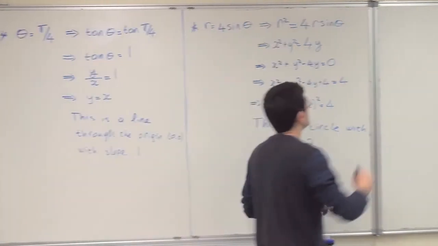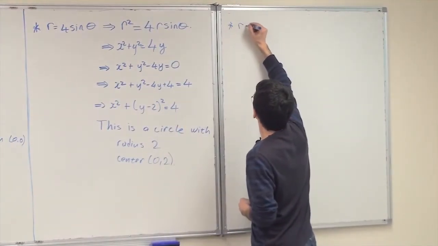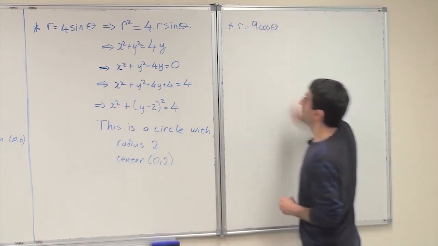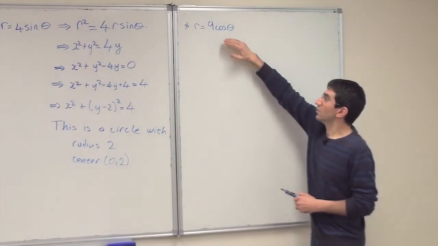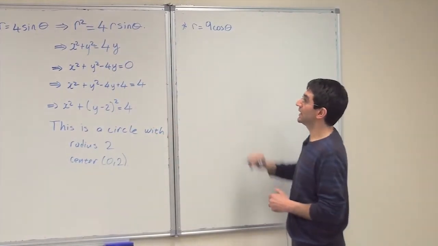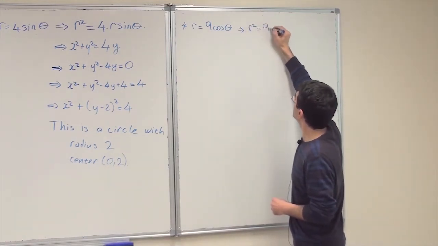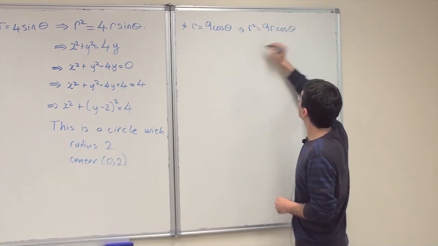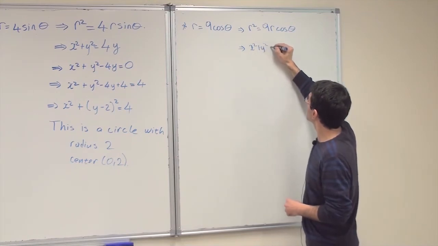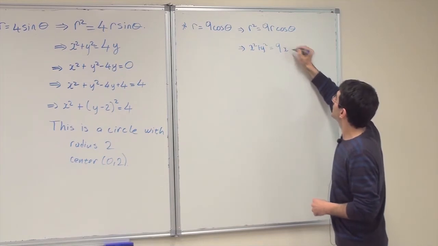Our last example will be r equals 9 cosine theta. For this exercise, I follow the same steps as the previous one. I multiply both sides by r. Then I substitute for r squared, x squared plus y squared, and I substitute for r cosine theta, x.